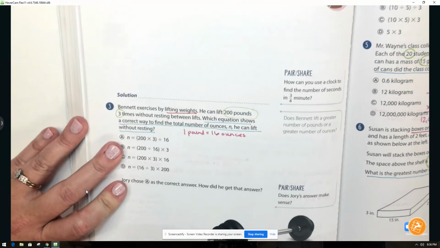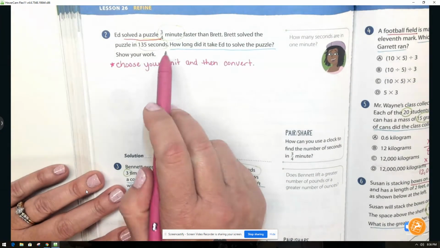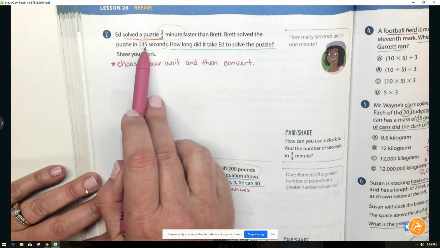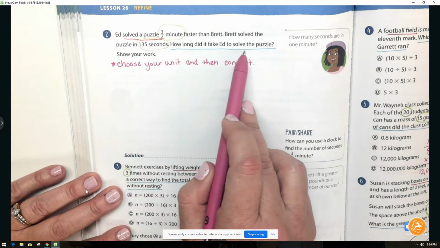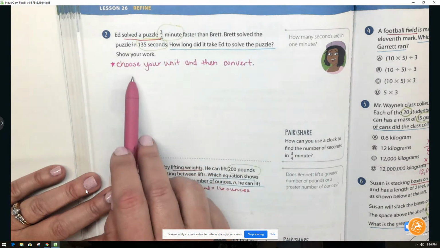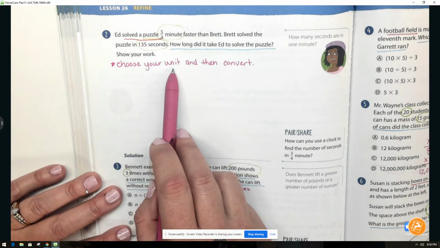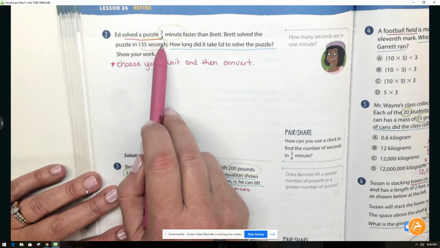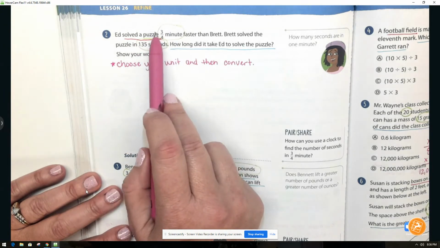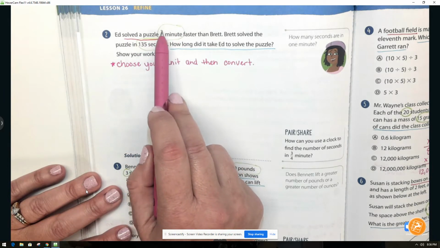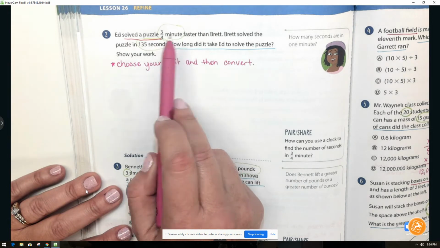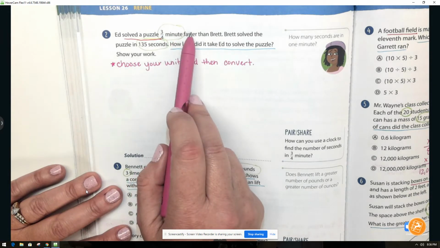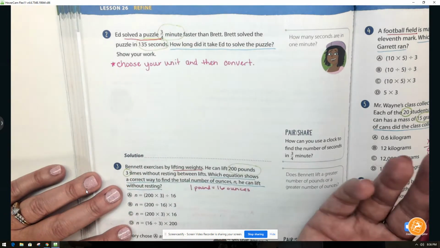So the next page says, Ed solved a puzzle 3/4 of a minute faster than Brett. Brett solved the puzzle in 135 seconds. How long did it take Ed to solve the puzzle? So the first thing you need to do is choose your unit. Would you rather solve in seconds or in minutes? If you're going to solve in seconds, then you need to figure out how long 3/4 of a minute is in seconds. So you would multiply 3/4 of a minute by 60 seconds to figure out how many seconds you have.